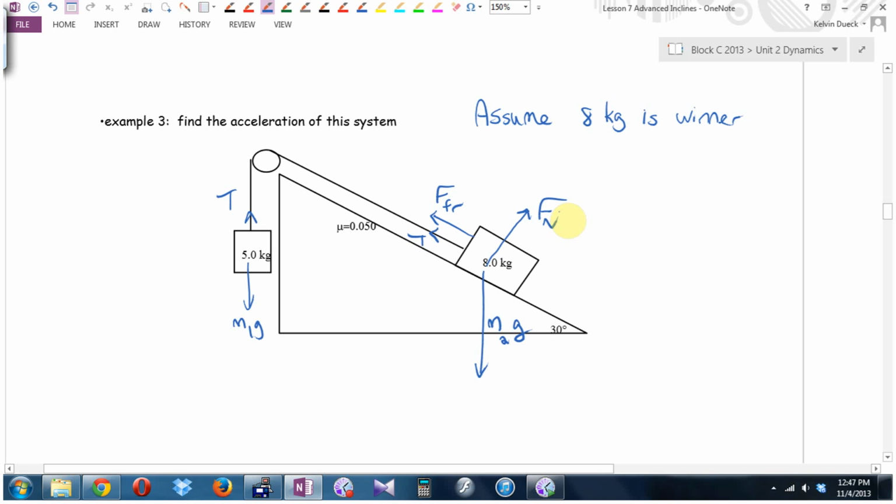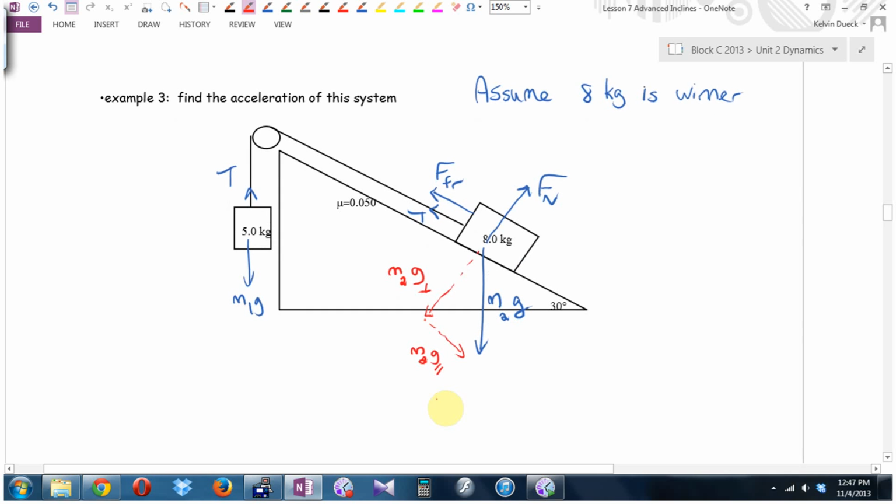Now what would you do? Begins with letter C and rhymes with components. Okay, we would break up into M2G perpendicular and M2G parallel. You would say, what's winning? Oh, the parallel gravity component of mass 2 is doing all the work. So you would say, down the hill is going to be a winner. And you would say, my equation is going to look like this.